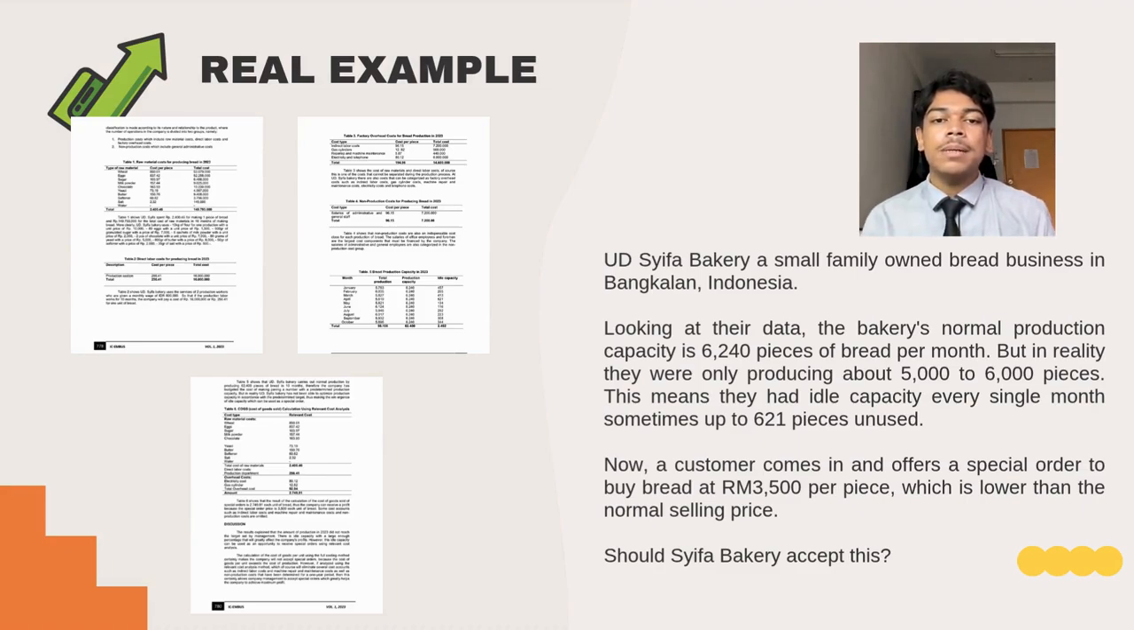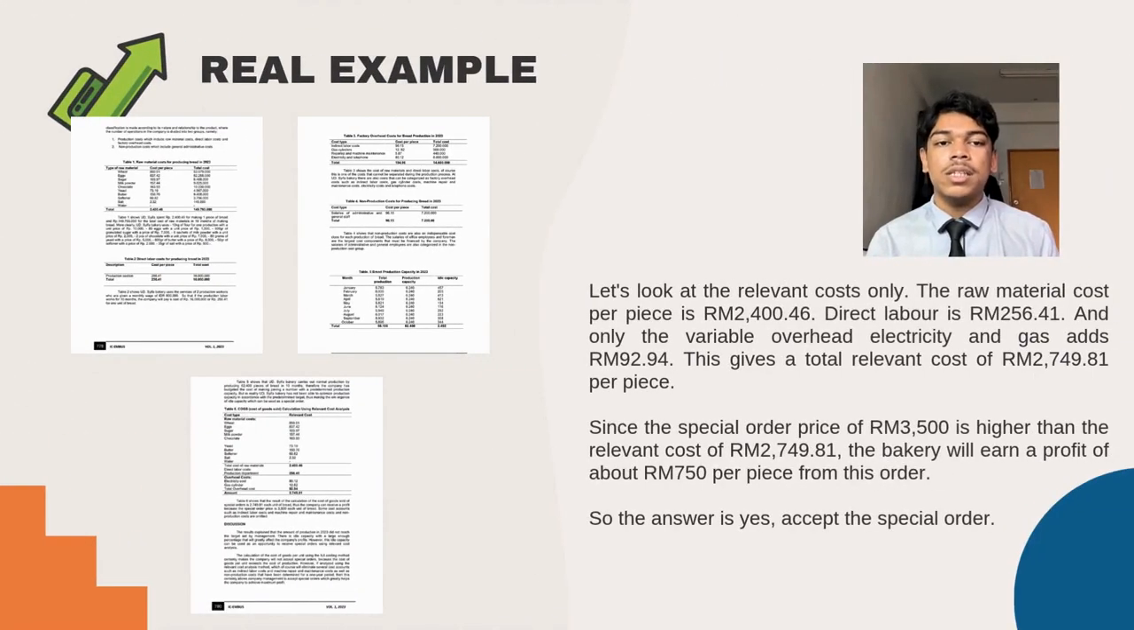Now, a customer comes in and offers a special order to Shifa Bakery to buy bread at 3,500 ringgit per piece, which is lower than the normal selling price. Should Shifa Bakery accept this? Let's look at the relevant cost only.